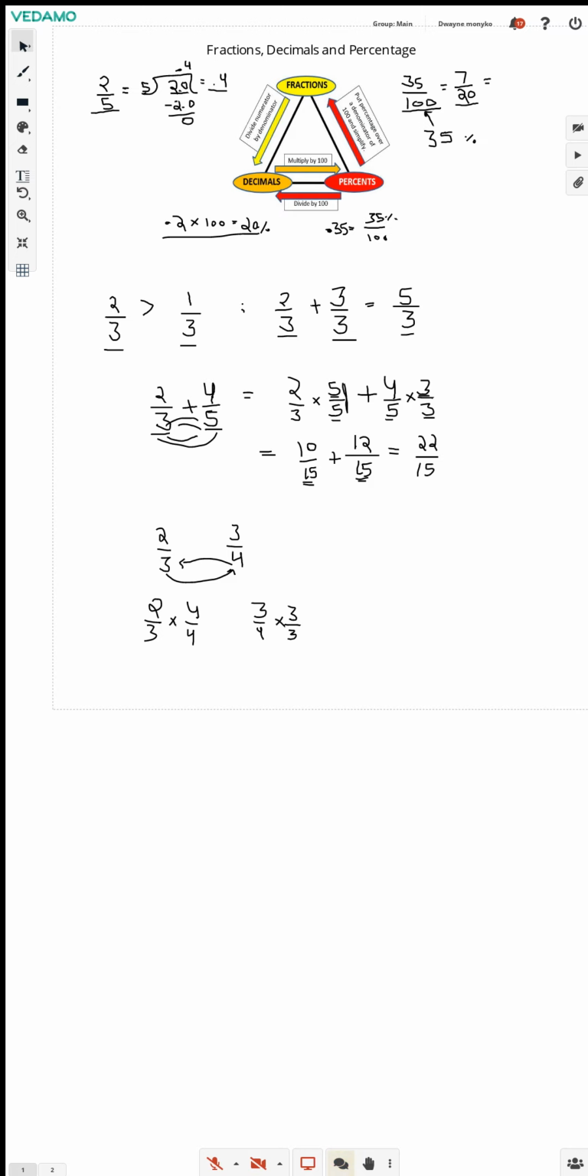So the answer will be 8 over 12, and this answer will be 9 over 12. We know 9 is bigger than 8, and hence we found the solution. So this is how we compared two fractions.